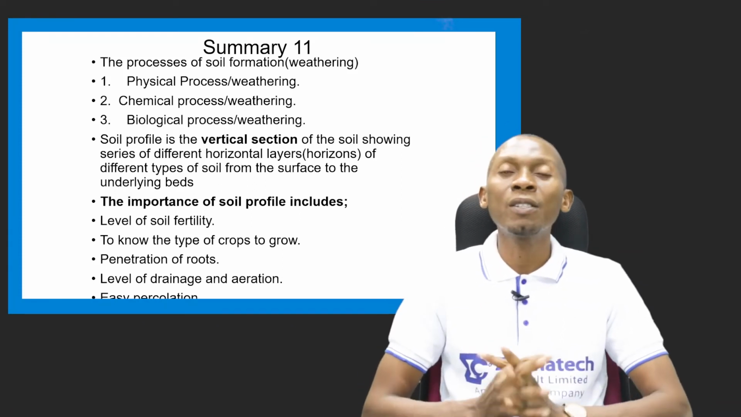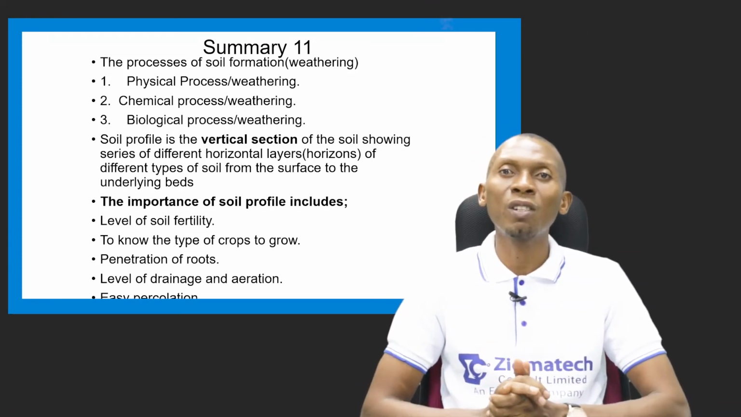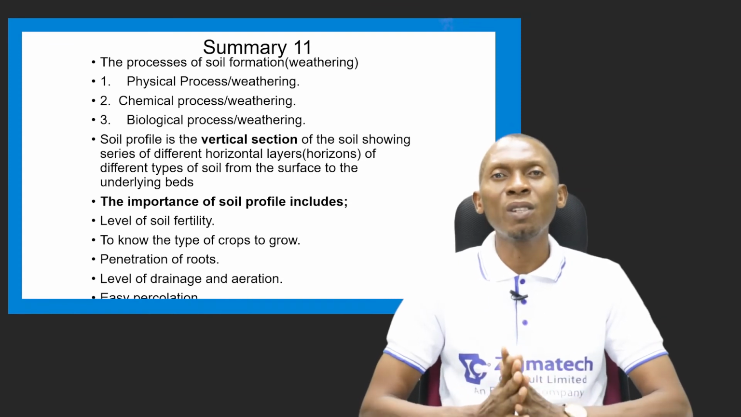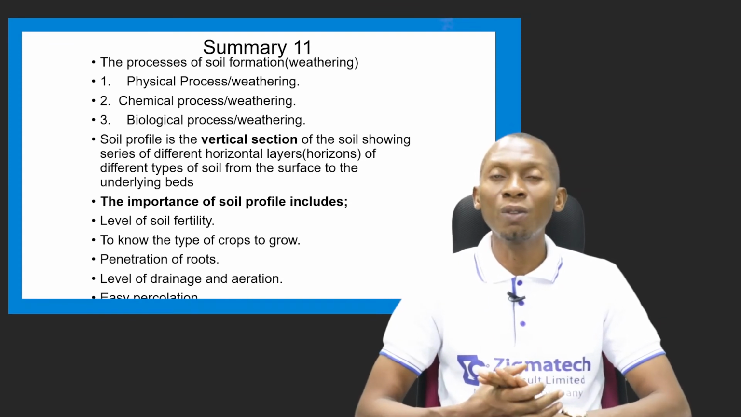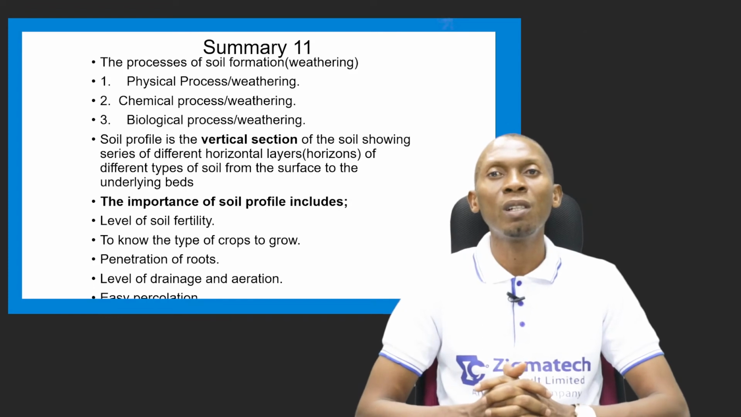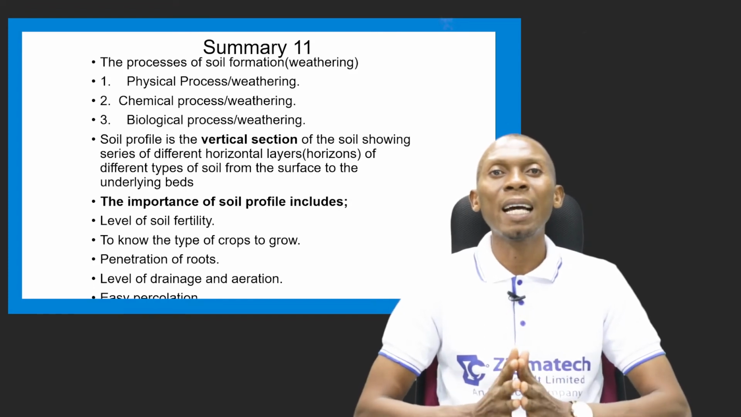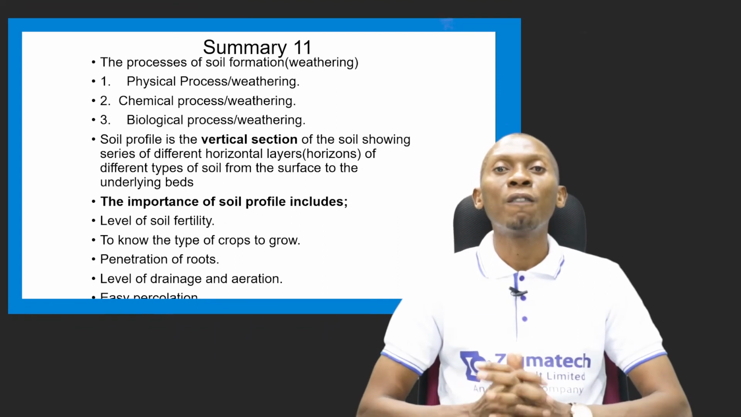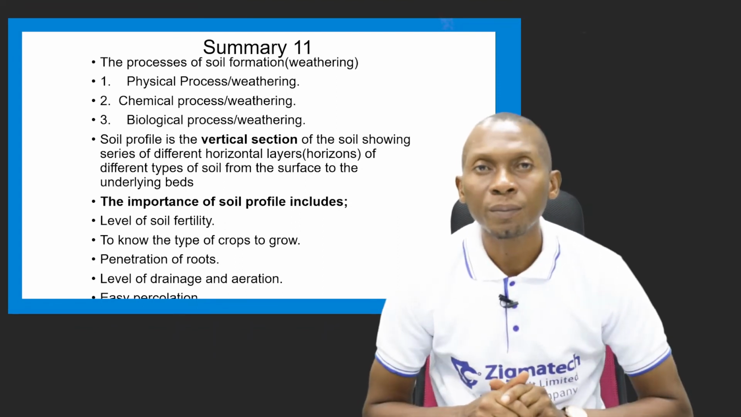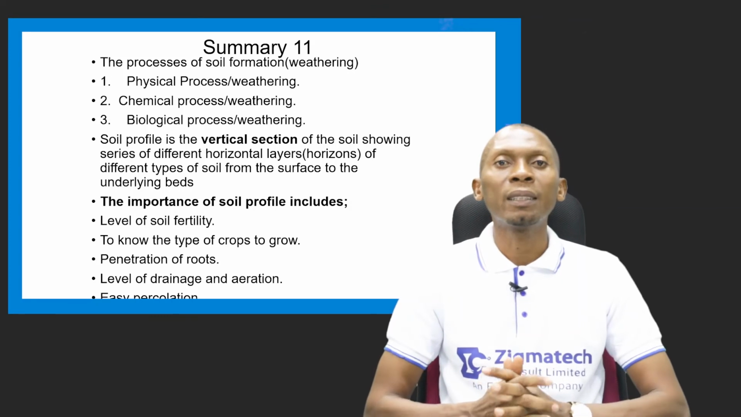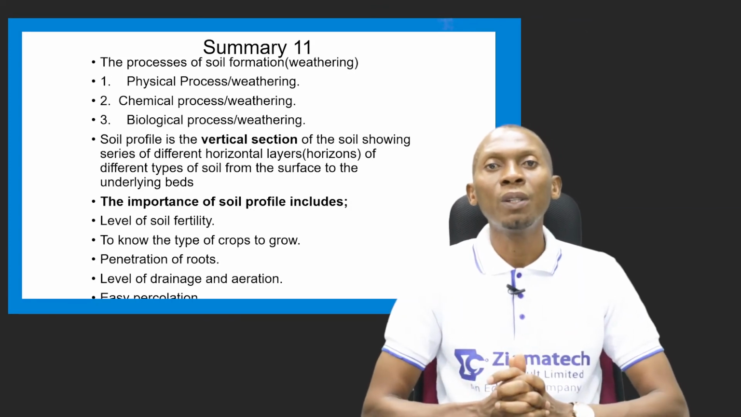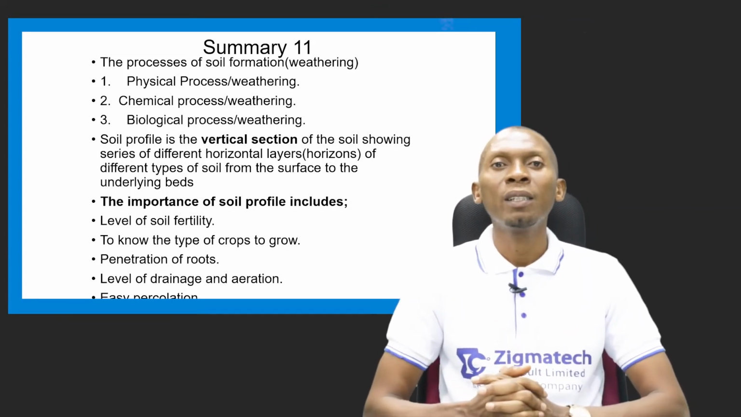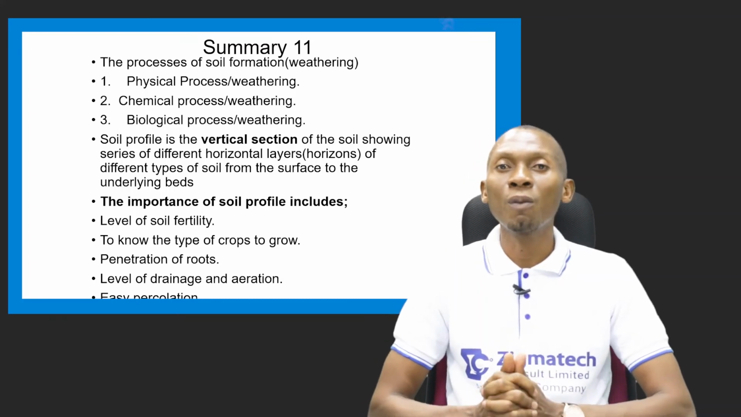And we also defined soil profile as a vertical section of the soil showing a series of different horizontal layers or horizons of different types of soil from the surface to the underlying bed. We also looked at the importance of soil profile, looking at the level of soil fertility. It also helps us to know the type of crops to grow.